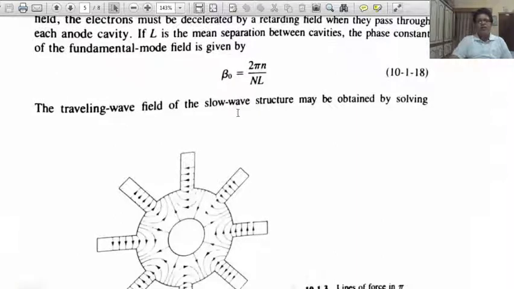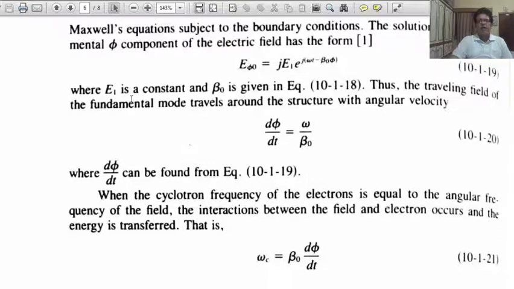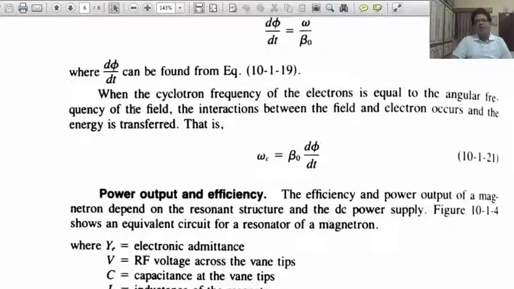The traveling wave field of the slow wave structure may be obtained by solving Maxwell's equations subject to the boundary conditions. We know that E equal to j E1 e raised to j omega t minus beta 0 phi, where E1 is constant and beta 0 is given by the upper equation. So the angular velocity d phi upon dt equal to this. Using that, you can easily calculate that the cyclotron frequency is given by omega c equal to beta 0.